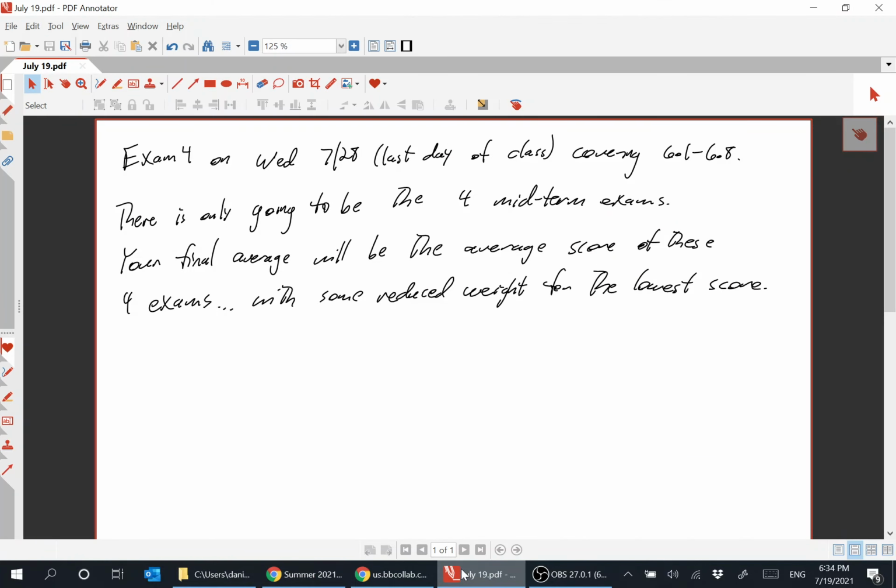So the next on the syllabus is number 158. This is section 6.4. We're on Green's theorem. 158.